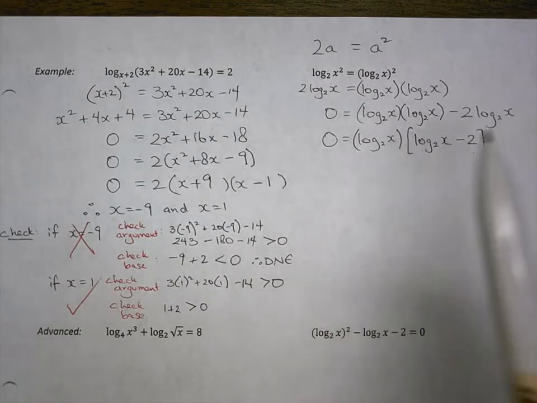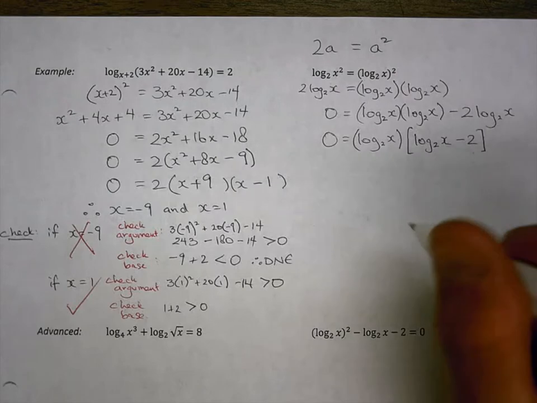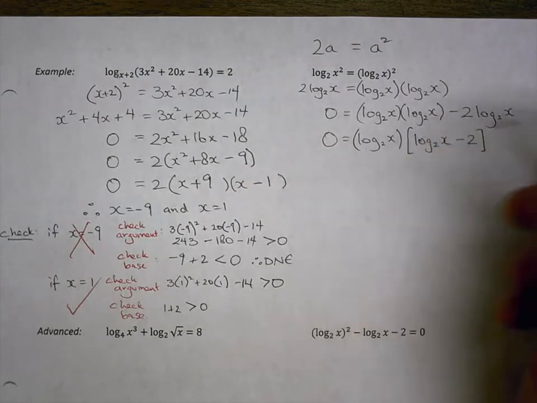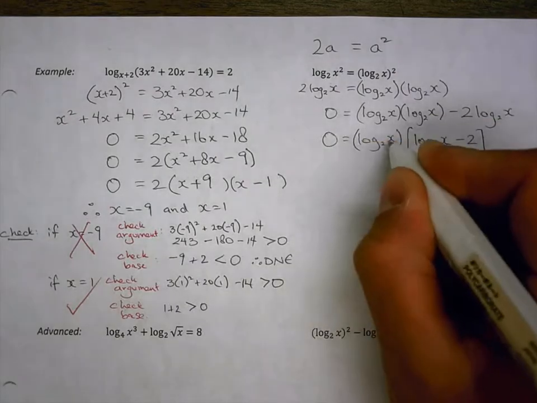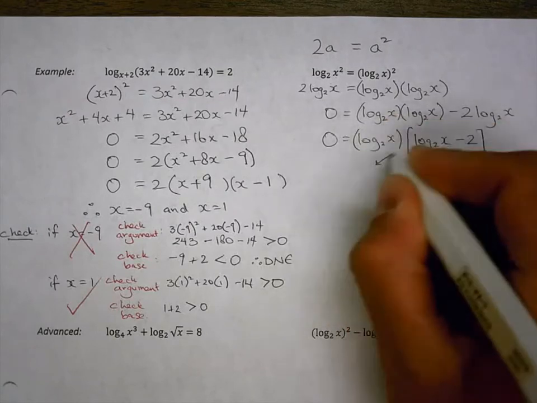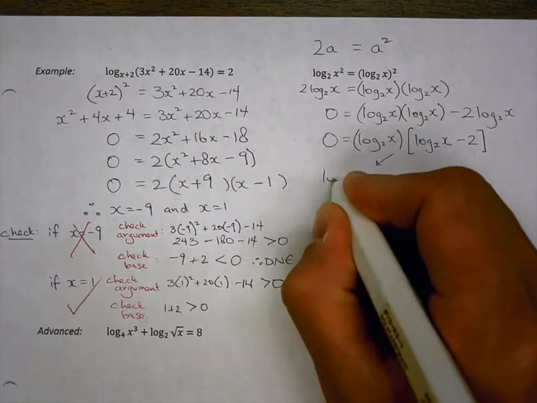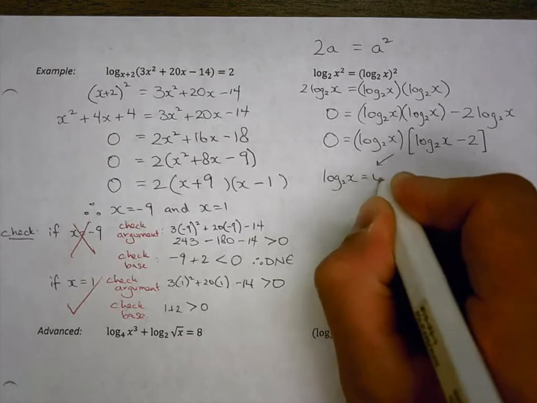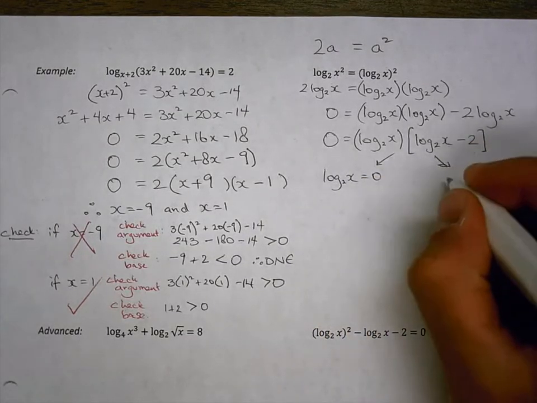So now I factor the quadratic. I factored this equation, and there's really only two ways that this can equal 0. That would be if this first thing is equal to 0, so if log base 2 of x is equal to 0, or if the second thing is.